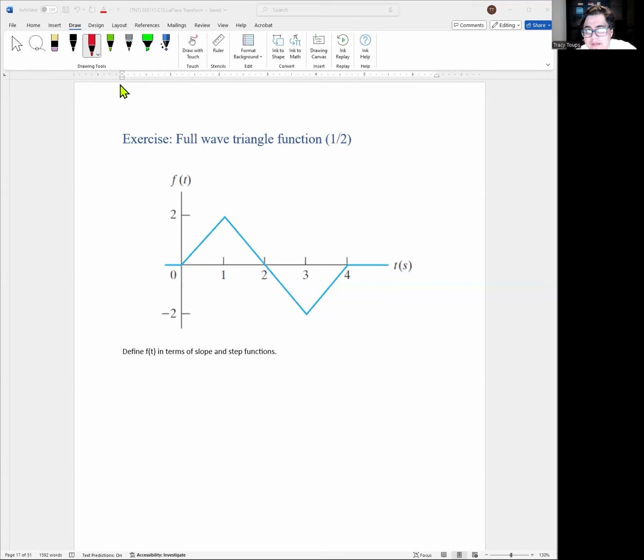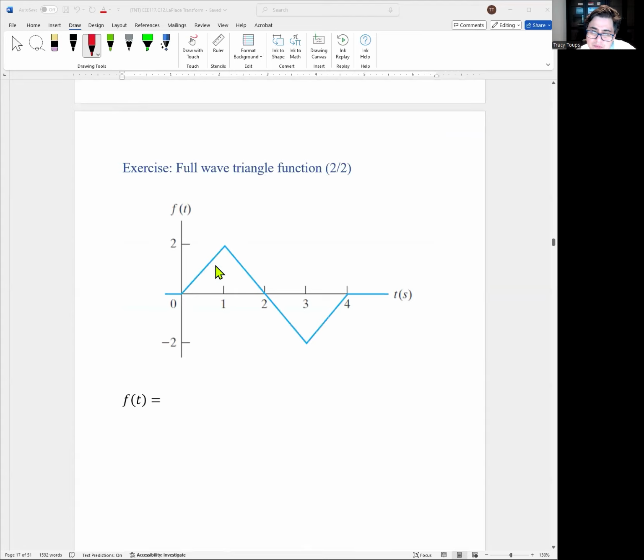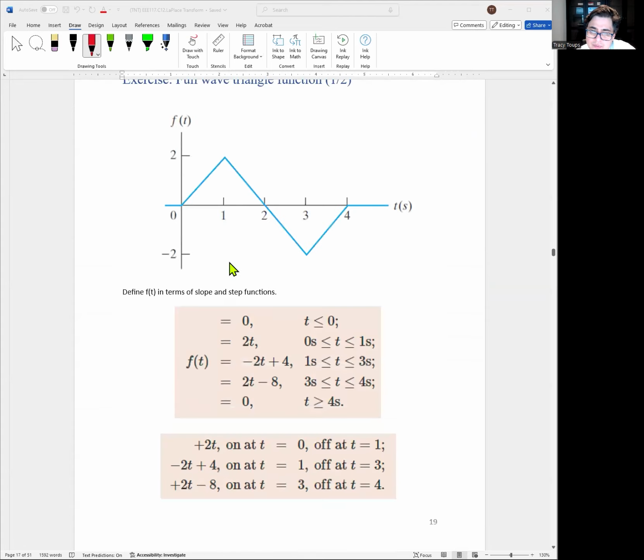All right, hello, welcome back to EEE 117, chapter 12. We're talking about Laplace transform. Last thing we talked about was this unit step function, and we're doing an exercise of this full wave triangle function, and we're trying to represent this as slopes and unit step functions. So if you remember, the first thing we really need to do is figure out slopes. So there's 5 different areas where 2 of them are just the 0 areas.